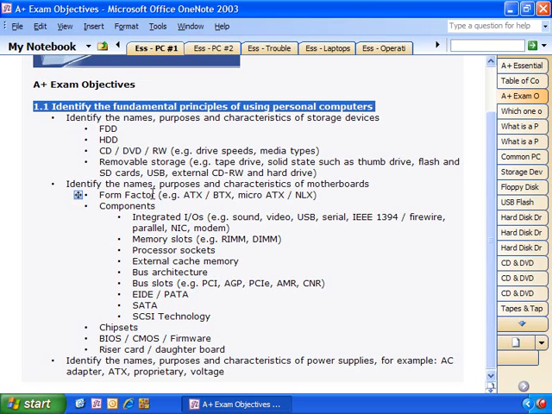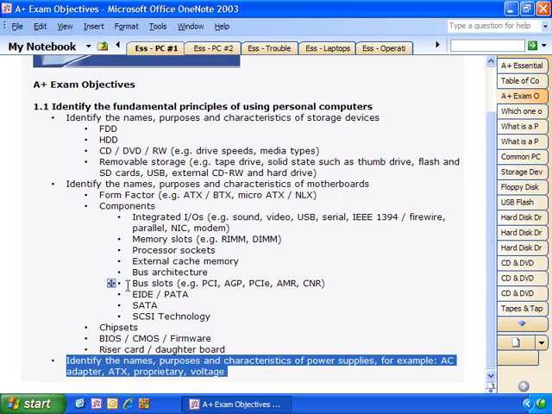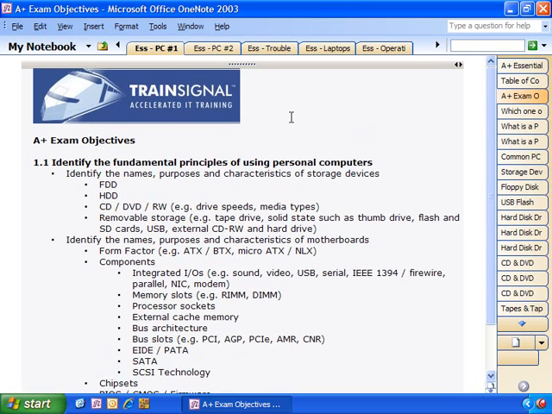drives, thumb drives, flash drives, form factors of motherboards and cases, components that go into a computer like sound cards, video cards, modems, memory slots, processor slots, bus architecture, bus slots, IDE or serial SATA drives, SCSI technology, chipsets, BIOS, riser cards, daughter boards, and you should be able to identify the names, purposes, and characteristics of power supplies. Wow, that's a lot. We have a lot of exciting topics to learn in this video, and we'll be covering again Objective 1.1 of the A+ Essentials exam.